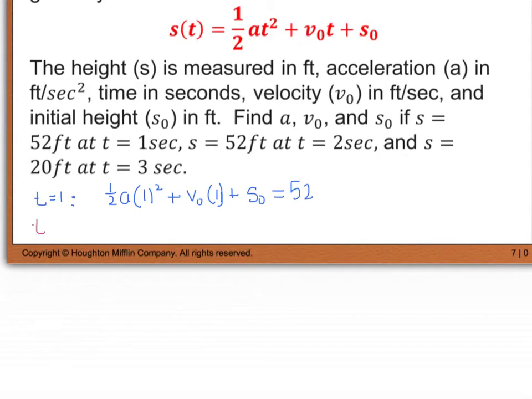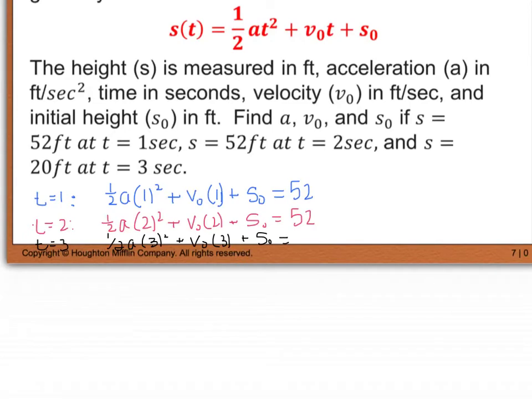Then, when t equals 2, we have 1/2 a times 2 squared plus v sub 0 times 2 plus s sub 0, also, which equals 52. Then for t equals 3, we have 1/2 a times 3 seconds squared plus v sub 0 times 3 plus s sub 0 equals 20 feet.